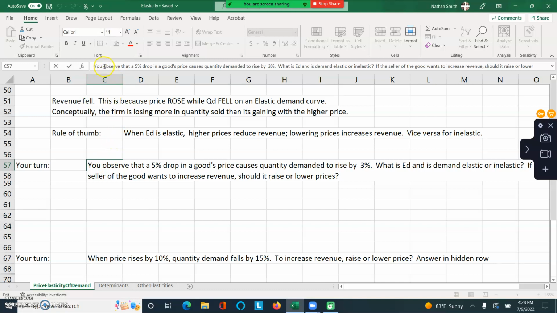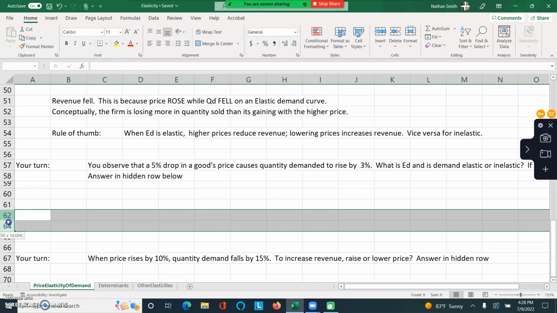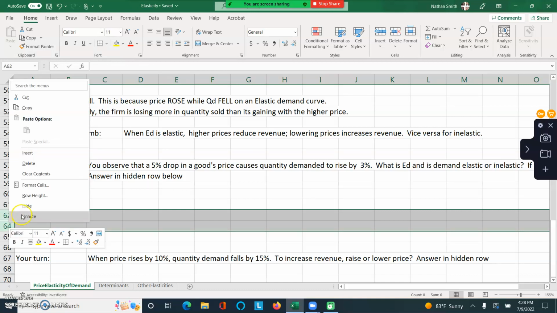Okay, so let's say that you observe that a 5% drop in a good's price causes quantity demanded to rise by 3%. What is the price elasticity of demand? And is it elastic or inelastic? And if you were managing this product, should you raise or lower the price? Take a couple seconds on your own, pause the video if you need to, and I'm going to unhide the answer in just a few seconds here. Okay, so again, think about it on your own. I'm going to unhide it in 3, 2, 1.